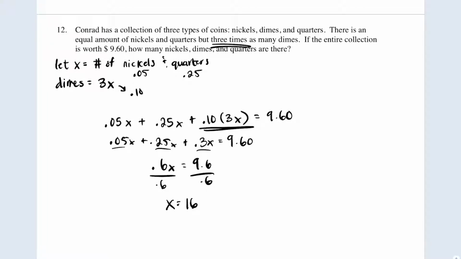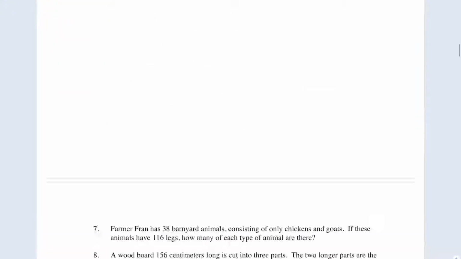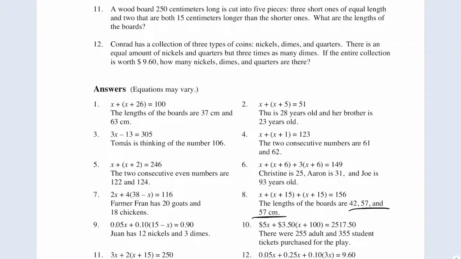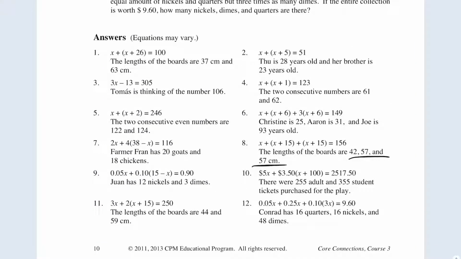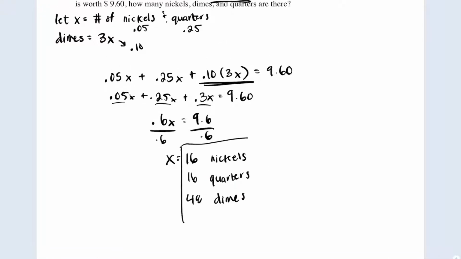So remember, we have 16 nickels, 16 quarters, and then we have 3 times as many dimes, so 3 times 16 is 48. So let's double check our work here. 16 quarters, 16 nickels, and 48 dimes. There we go.